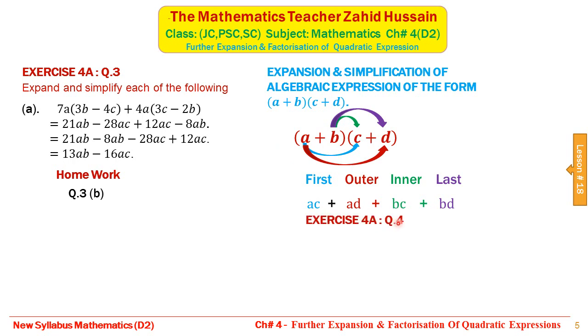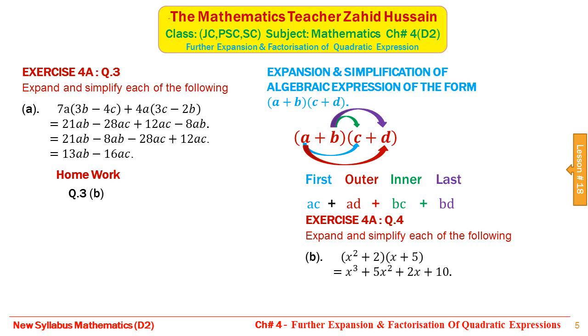This is question number 4 of exercise 4a. Expand and simplify. This is the question. x square plus 2 into x plus 5, two brackets. So what we will do, we will take the first term of the first bracket and we will multiply this with each term of the second bracket. x square with x and x square with 5. So x square multiplied by x, we will get x cube, and x square multiplied with 5, we will get 5x square. Then 2 with x, we get 2x, and 2 with 5, we will get 10.